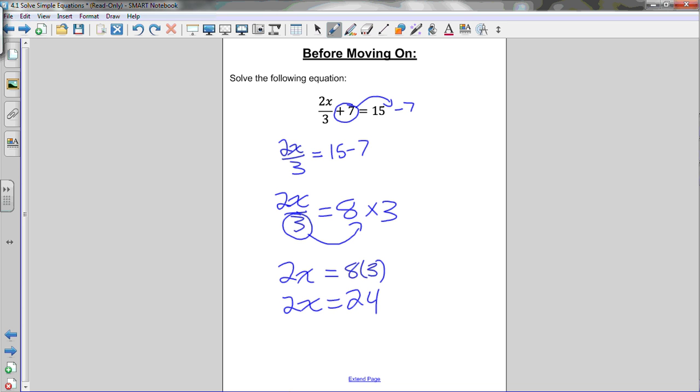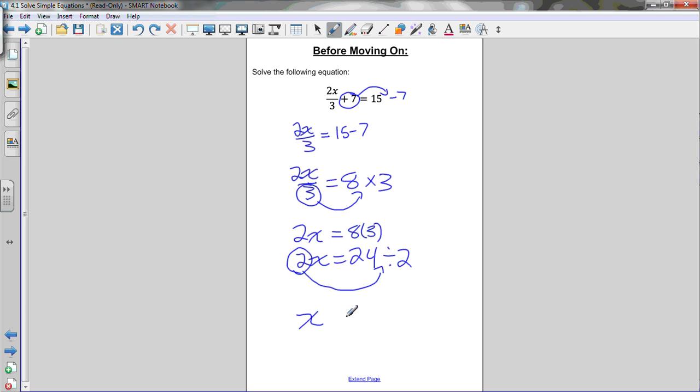Now, let's isolate the x itself. So, to isolate the x, I must move this 2 to the other side. Right now, I have 2 times x. The opposite of multiplying x by 2 is dividing x by 2. So, to bring the 2 to the other side, I must divide by 2. So, I have x equals 24 over 2. Therefore, x is 12. And if you plug this back into your equation, check if it's right.